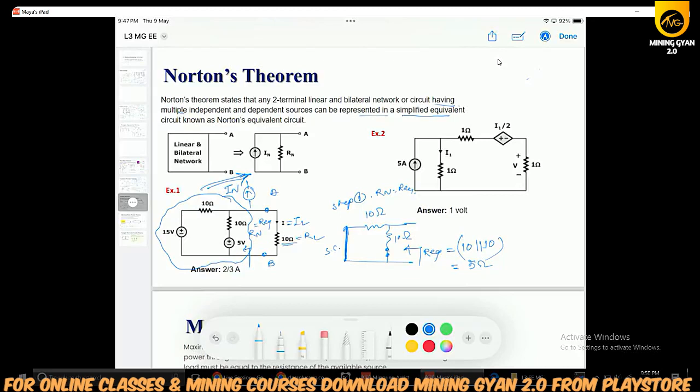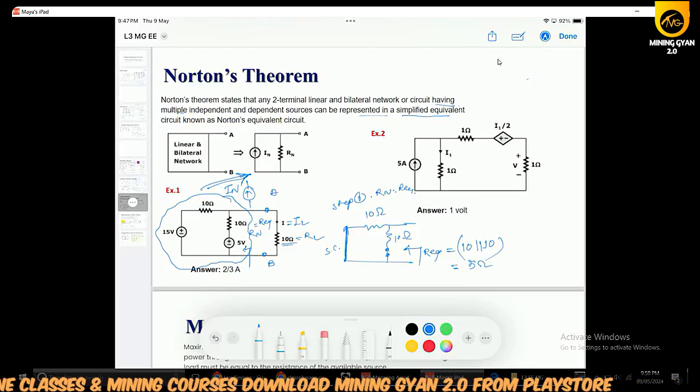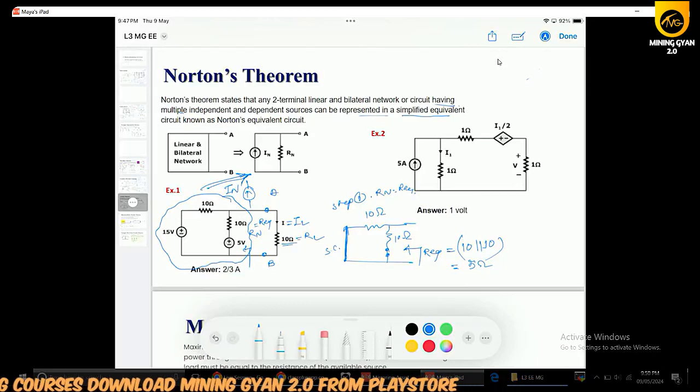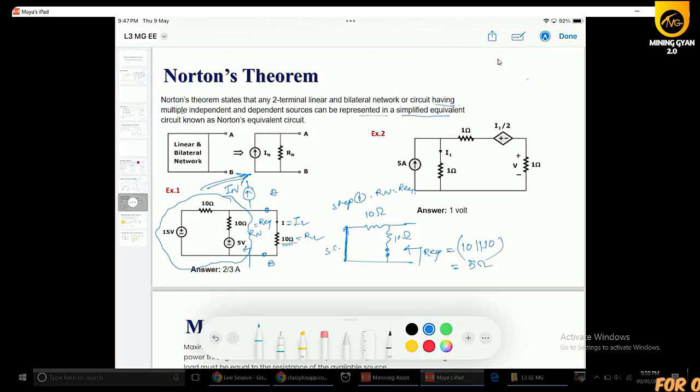I will tell you about that. It means if there is any dependent source, then you have to apply an external voltage such that there will be a total current, and then you can calculate R equivalent as V divided by I. This is applicable when you have any dependent source. So you can't go for the direct method, you have to go for this method.